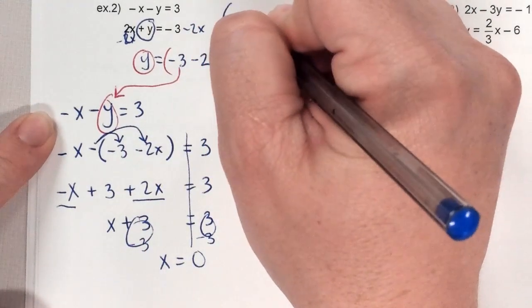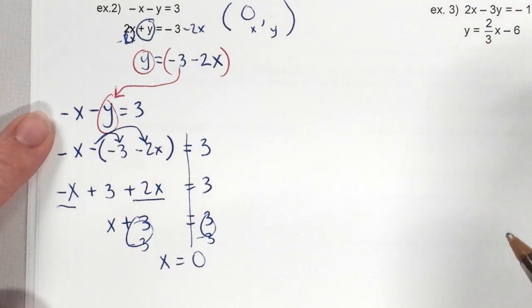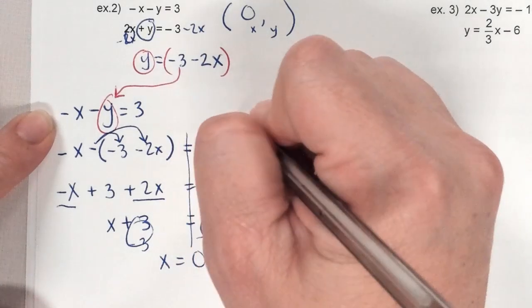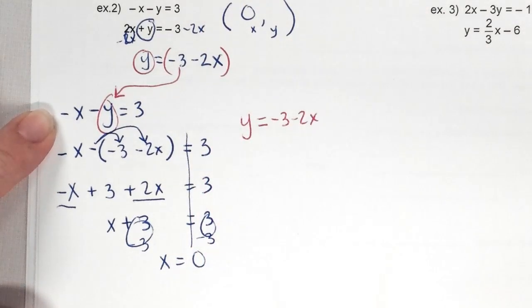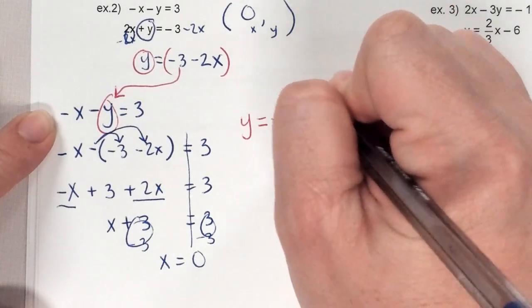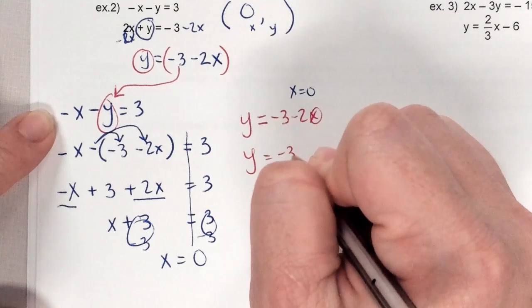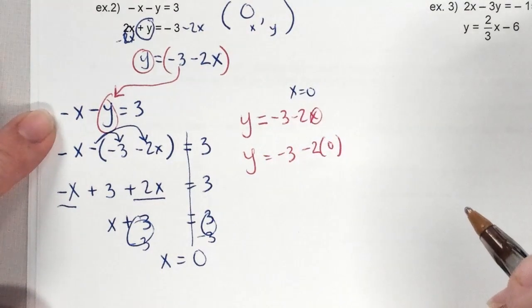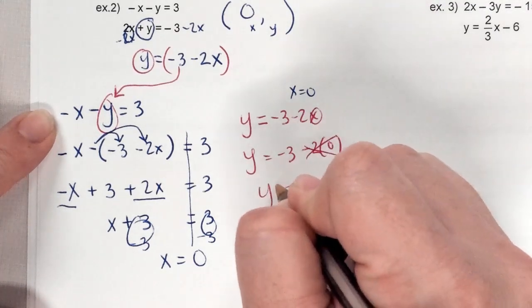So I know that my point for my solution, x is 0, but I still need to find y. So that's where my substitution problem comes in. And I know that x equals 0. So I'm going to replace x with 0. So I get y equals negative 3 minus 2 times 0. What's anything times 0? So that cancels, and I get y equals negative 3.